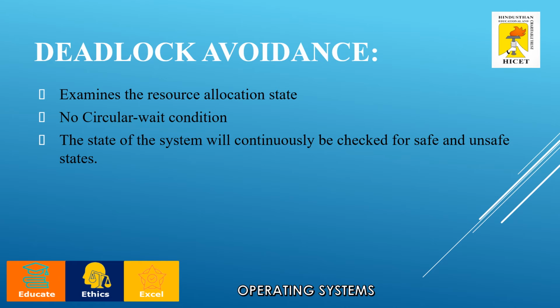Deadlock avoidance. Deadlock avoidance examines the resource allocation state, whether all the processes have been allocated some resources, and it also examines the no circular wait condition. The state of the system will continuously be checked for safe and unsafe state.